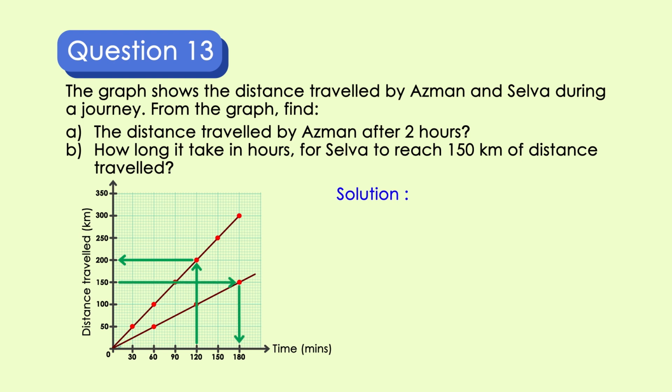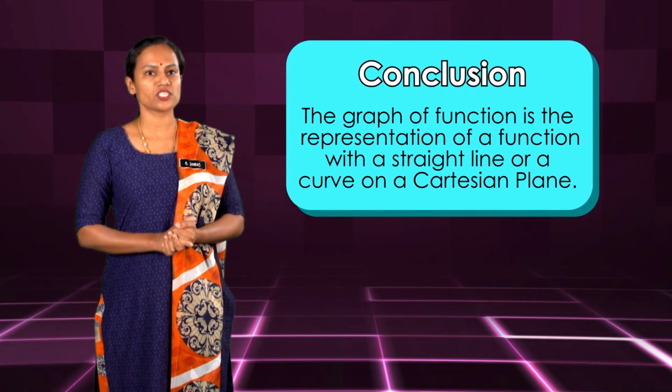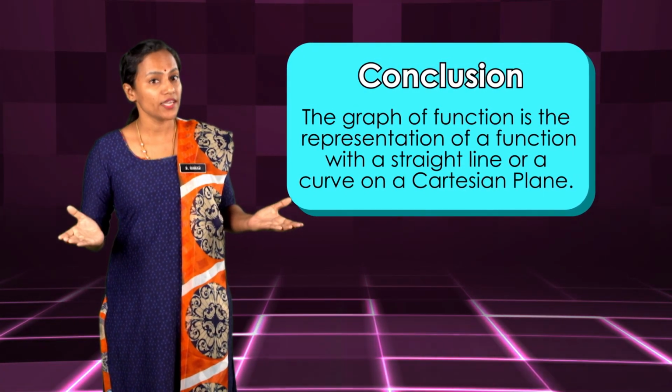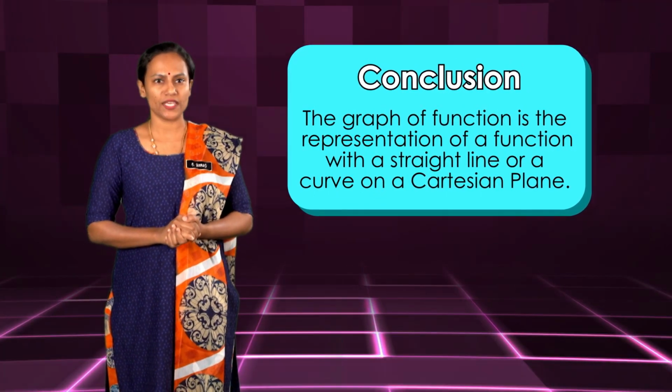Let us check your answer. 2 hours equals 120 minutes. So, from the graph, for 120 minutes, Azman would have travelled 200 kilometers. And next, from the graph, for Selva to travel 150 kilometers, he would have taken 3 hours. Congratulations! Making a conclusion. The graph of function is the representation of a function with a straight line or a curve on a Cartesian plane.